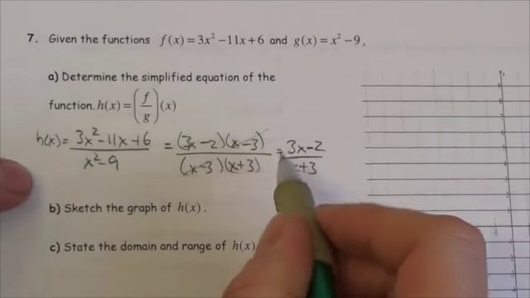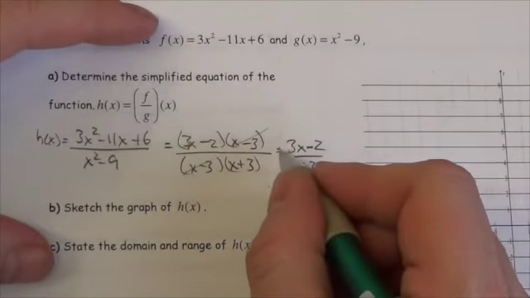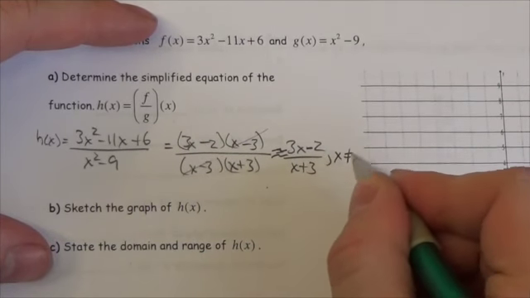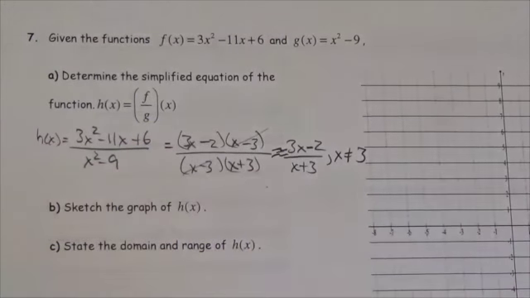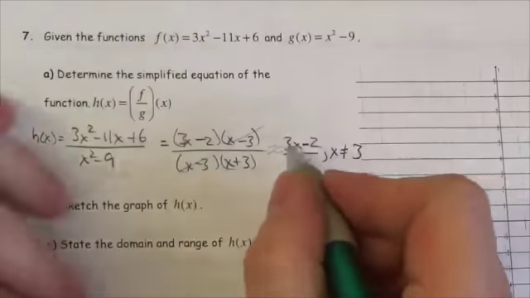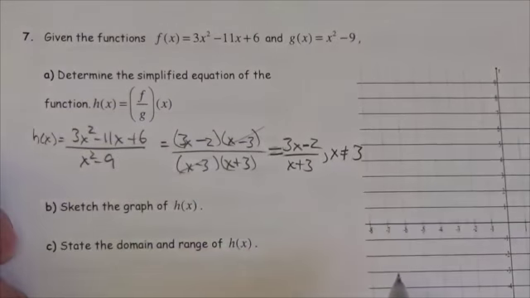Now, that's not equal yet. They're equivalent. Okay? They're equivalent to each other. They don't become equal until I state that x can't equal positive 3, the value that I just canceled, and that comes from the factor that I just canceled here. As soon as I write that, though, now I can write that they are equal to each other.